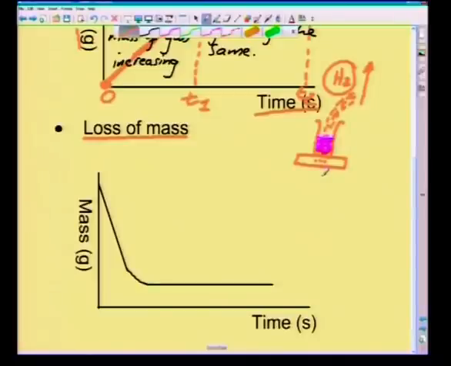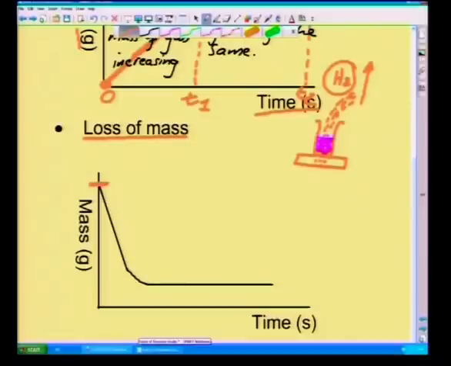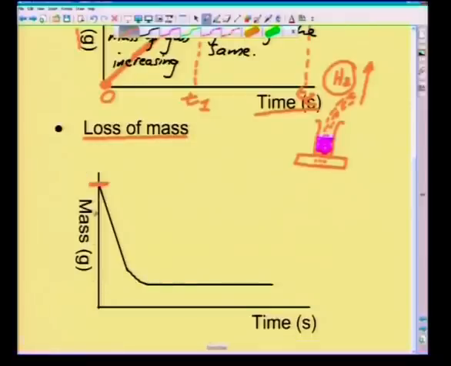How can we graph that? Look at it. You start with the actual mass that was given to you. So it's some mass, you can see it's not zero. It's some mass that is up there at some point. But with time, as the reaction takes place, the mass gradually decreases.